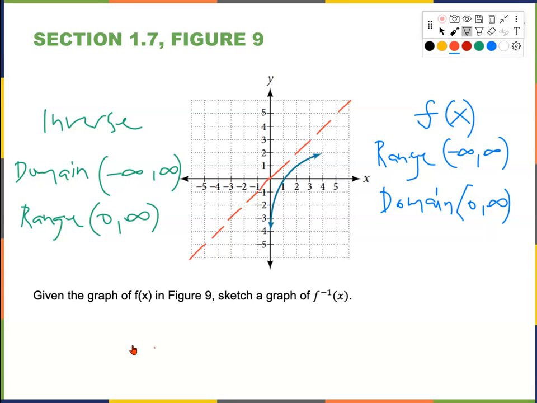Also, we can see here 1, 0. So to get the inverse, we're swapping the x and y, or the inputs and the outputs, and then you're going to have 0, 1. So with that, we will be able to graph it. So look at this. The domain is from negative infinity to infinity, and the range is from 0 to infinity. So that is the graph of the inverse function of f of x.